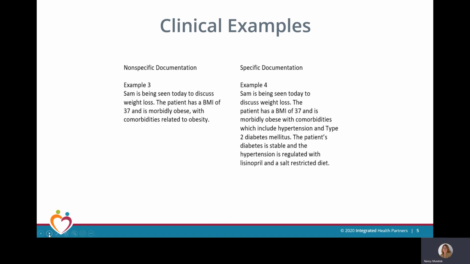Example 3 demonstrates non-specific documentation as the provider documented that the patient had comorbidities related to morbid obesity, but did not document the specific comorbidity. Therefore, the coder would not be able to assign E66.01, morbid severe obesity. There are provisions for a patient with a BMI between 35 to 39.9 to be diagnosed with morbid obesity. However, the comorbidities must be named and linked to diabetes, as in example 4.